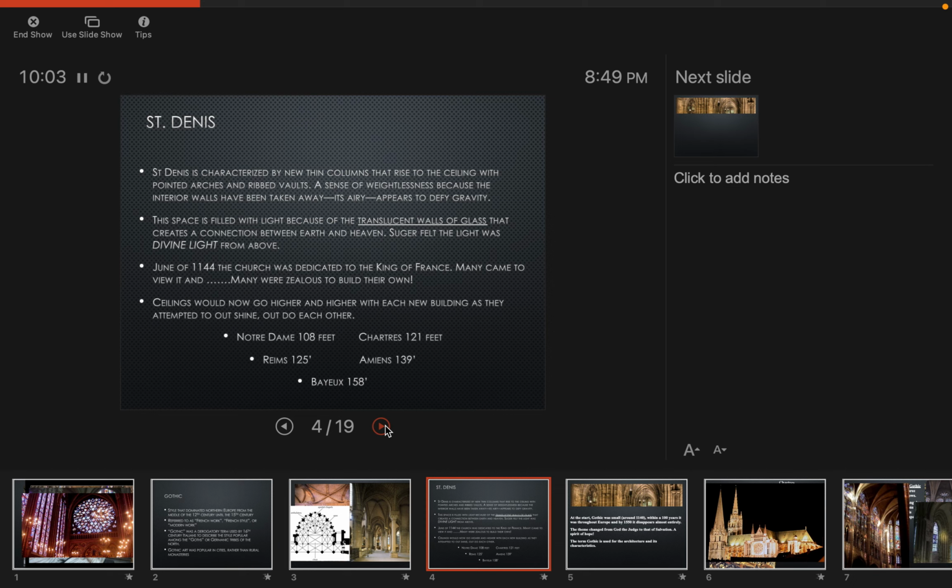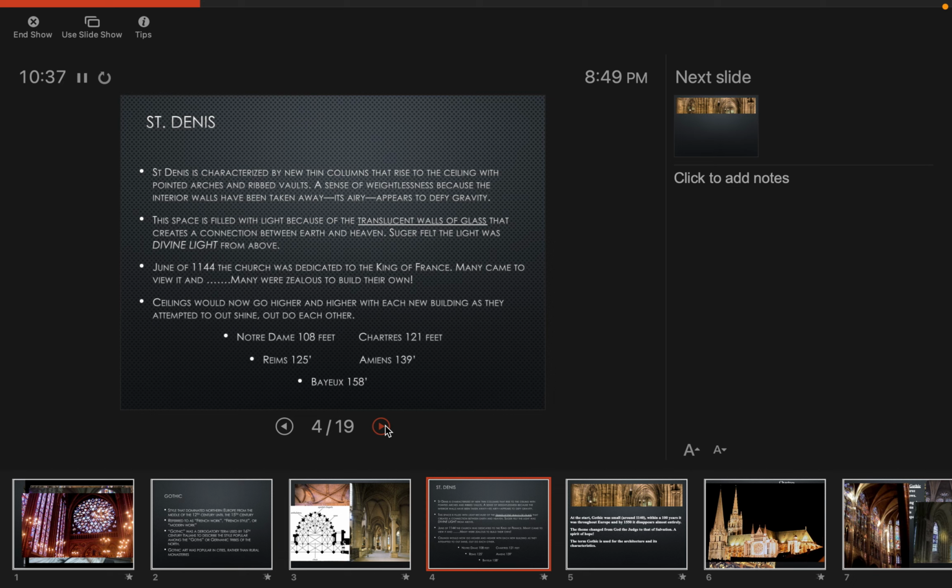So, a little bit more about Saint Denis. Saint Denis is characterized by new thin columns that rise to the ceiling with pointed arches and ribbed vaults, a sense of weightlessness because the interior walls have been taken away, so it's open, it's airy, it appears to defy gravity. This space is filled with light because of the translucent walls of glass that creates a connection between earth and heaven. Suger felt the light was divine light from above.